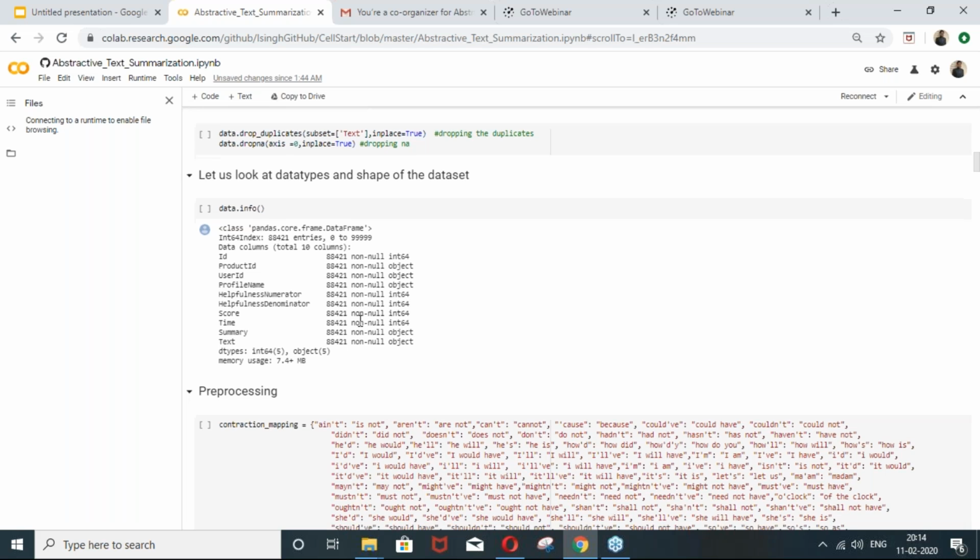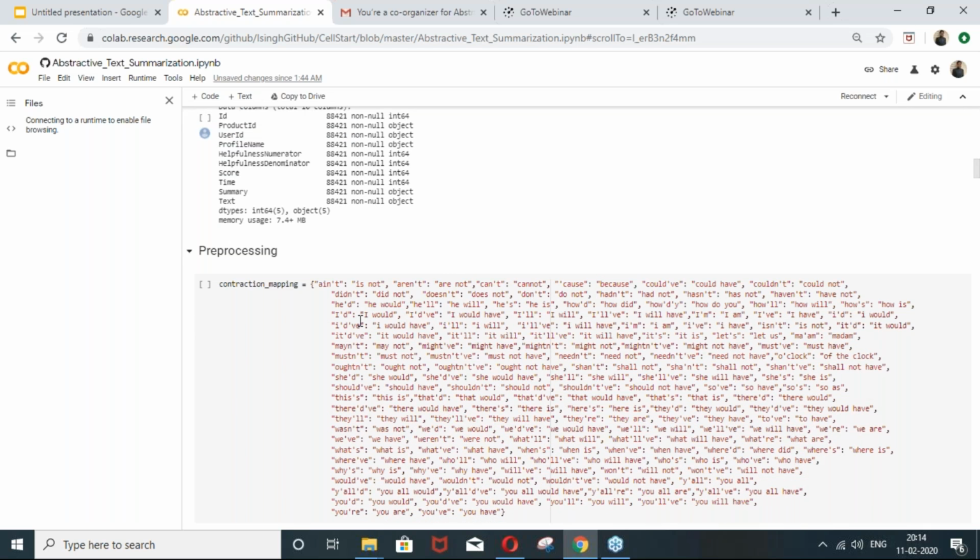Now what we are doing is something called the contraction method. You can see here, for example, aren't. We are expanding it into its full form, like can't into cannot, and cause into because.